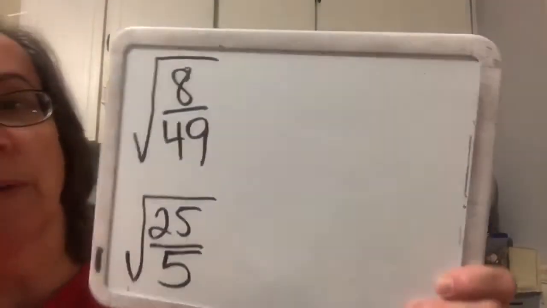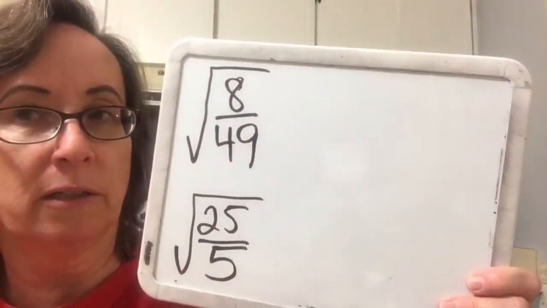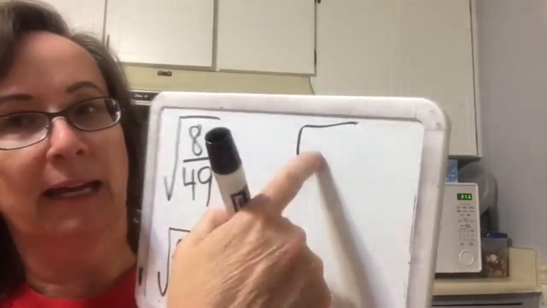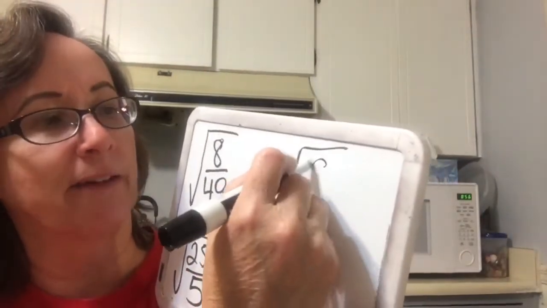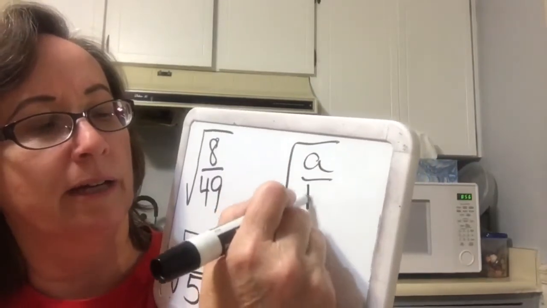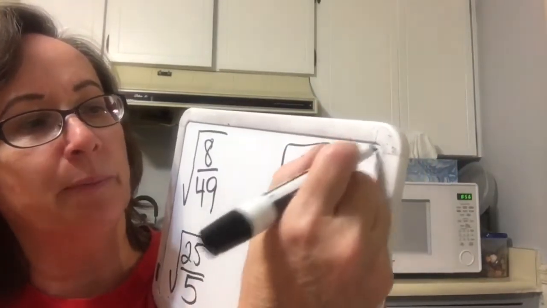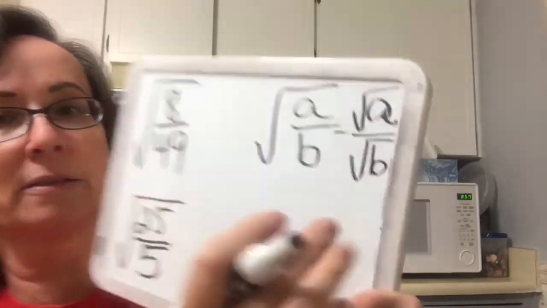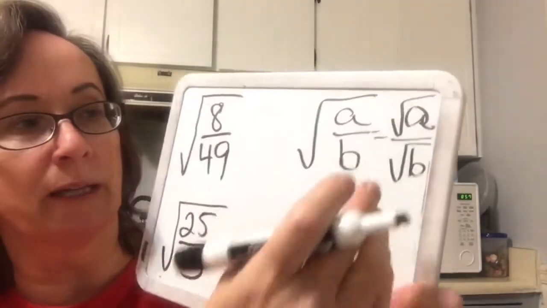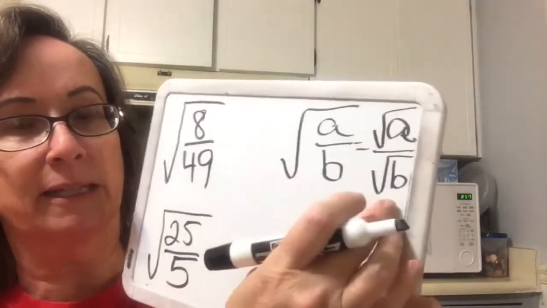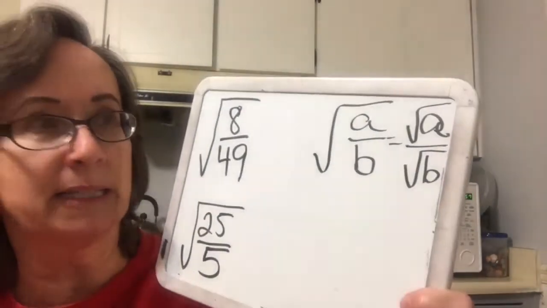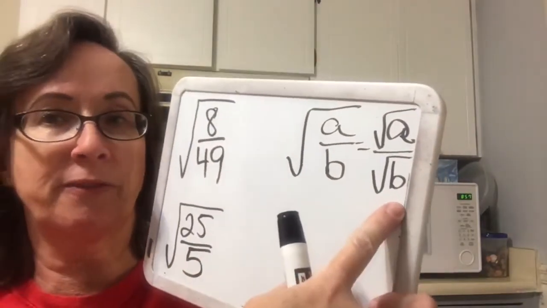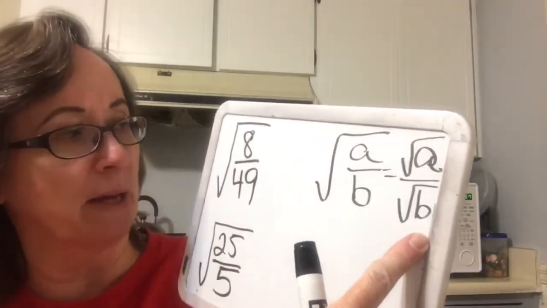Okay, so now we're going to use our quotient rule. And our quotient rule says that we can take a big radical that has a fraction under it, and we can split it up into two radicals, and vice versa. We can go this way, we can go this way, and we will find sometimes it is a benefit to have it in this form. Sometimes it is a benefit to just go ahead and split them up.